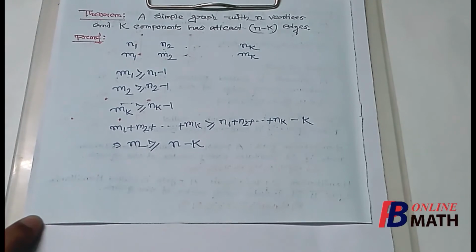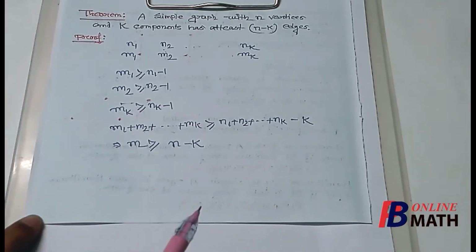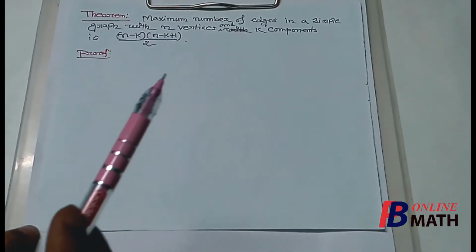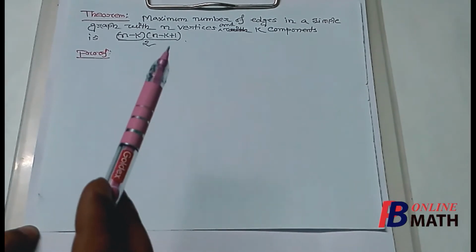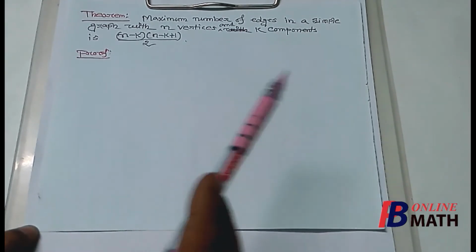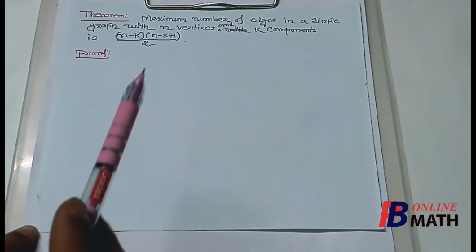That completes the proof. So we have a theorem from which we can find the minimum number of edges for any graph. The graph may be connected or disconnected, but we can find the minimum number of edges. Now in the next theorem, we shall find the maximum number of edges for any graph. So this is the statement of this theorem. The maximum number of edges in a simple graph with n vertices and k components is n minus k into n minus k plus 1 divided by 2.